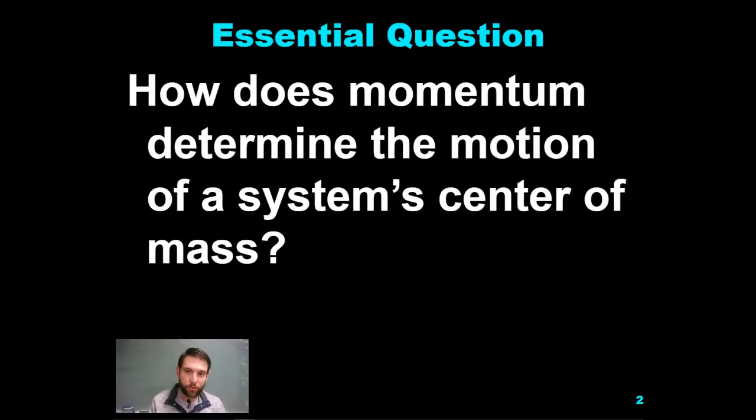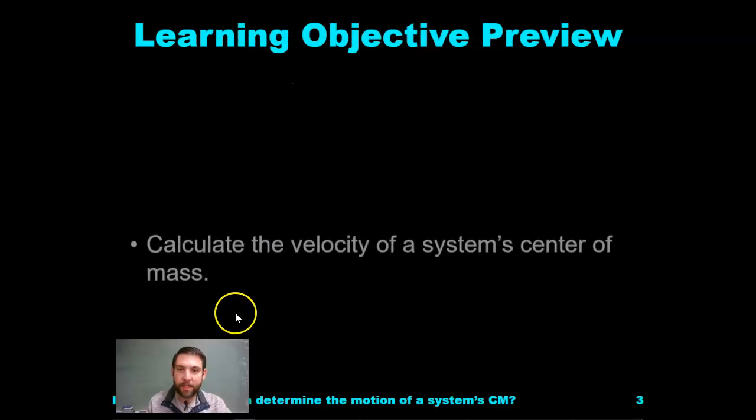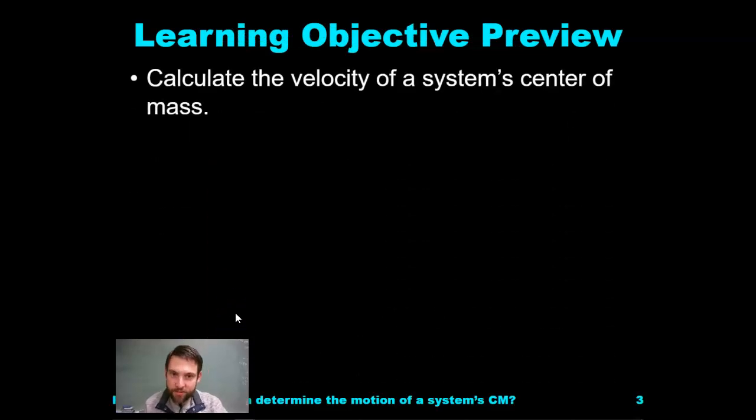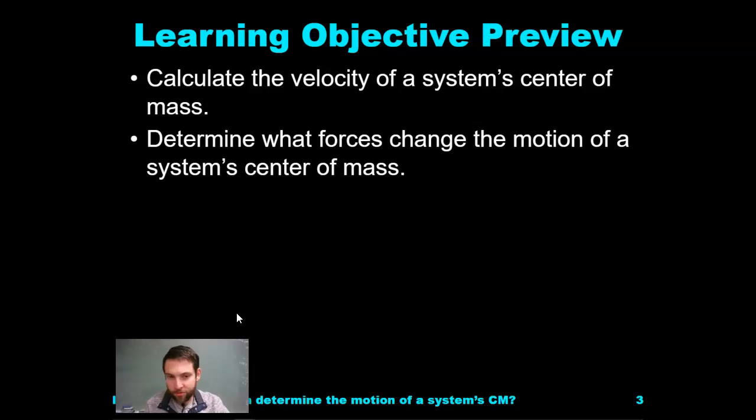Let's get right to it with 6.3. How does momentum determine the motion of a system's center of mass? By the end of this, you're going to be able to calculate the velocity of a system's center of mass and determine what forces change the motion of a system's center of mass.